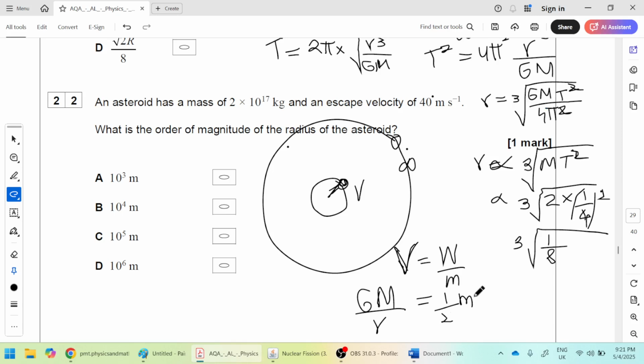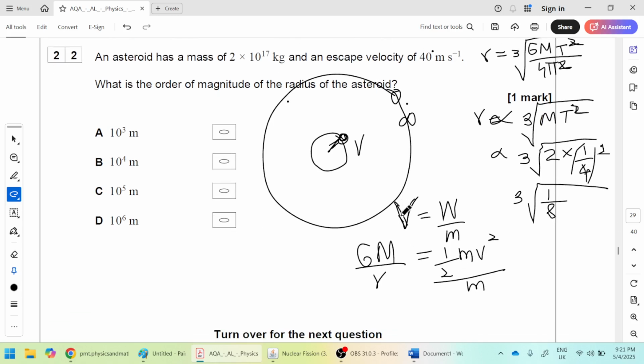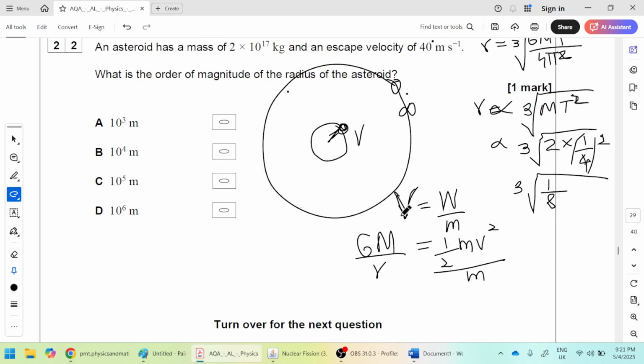Interesting. Half mv squared over m. We don't even need small m. Weird. Why have they given it? Work done per unit mass. Yeah, right, it makes more sense. The work done is proportional to the mass of the object. I hope my math's correct, but m and m get cancelled.